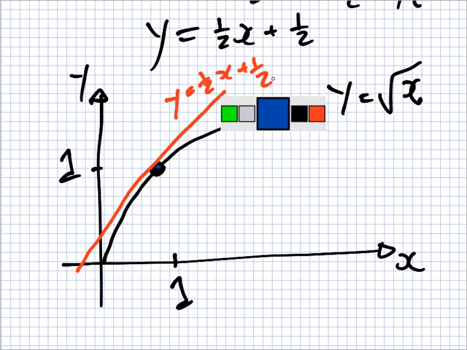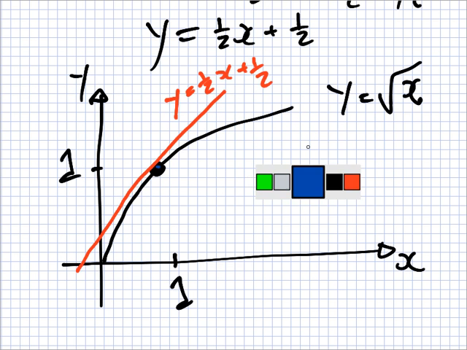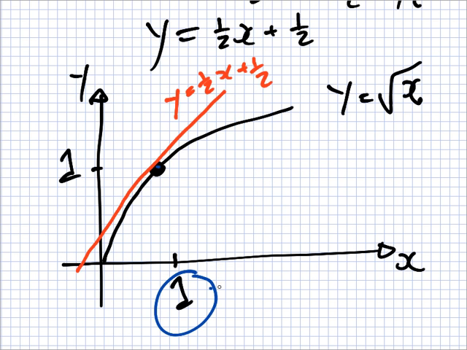Now, what would happen if I put x equals 1 into this formula? What do I get for y? I get 1, obviously. Square root of 1 is 1.